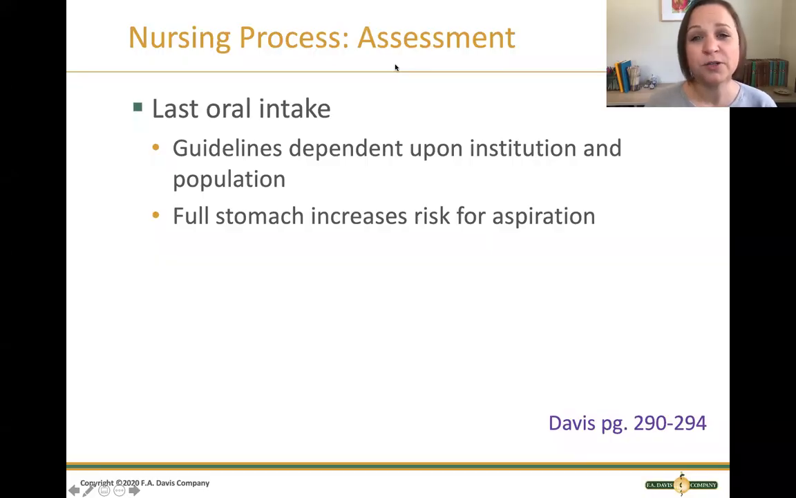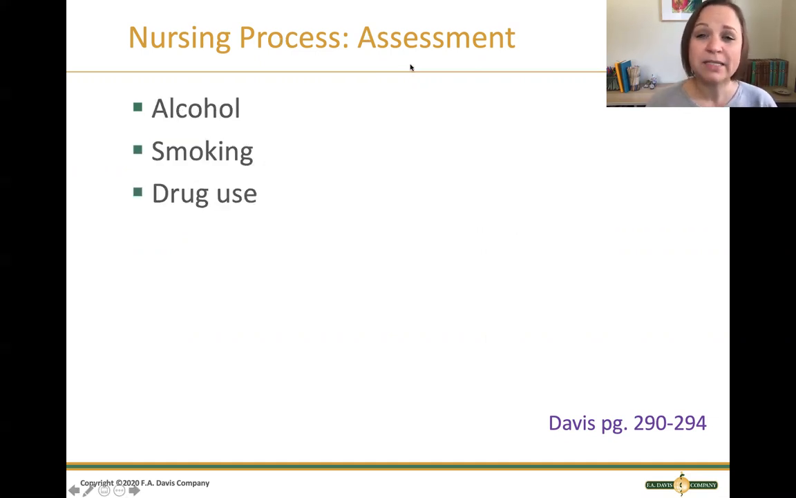Now, because surgery patients get intubated, they are at increased risk for aspiration, and it's important that they're NPO, that they haven't had anything to eat or drink, to prevent aspiration. Guidelines are going to depend on the individual institution, but you're going to want to assess for when was their last oral intake. We want to get some lifestyle assessments on our patients because these put the patients at increased risk for things like poor wound healing and DVTs.